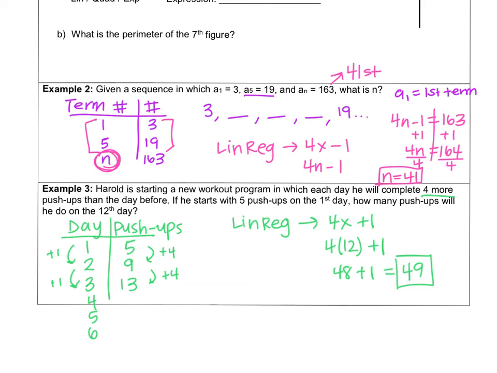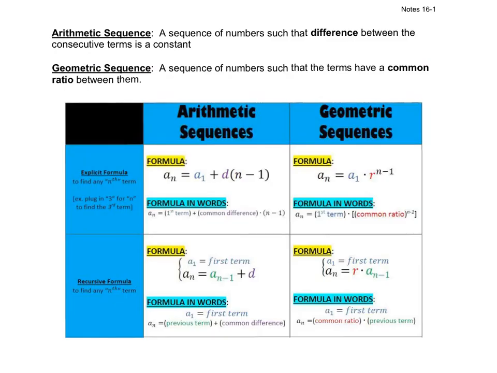All right, go ahead and turn to the next page. This is just an introduction to what we're going to be doing over the next few days. We're going to learn 2 types of sequences, an arithmetic sequence and a geometric sequence. These are 2 types of formulas: we have an explicit formula and a recursive formula. And these look really scary right now, but I promise it will get easier.